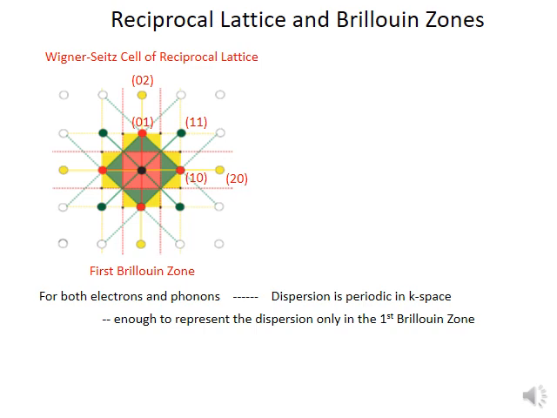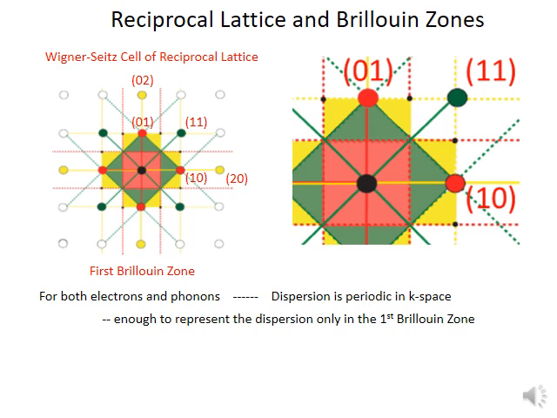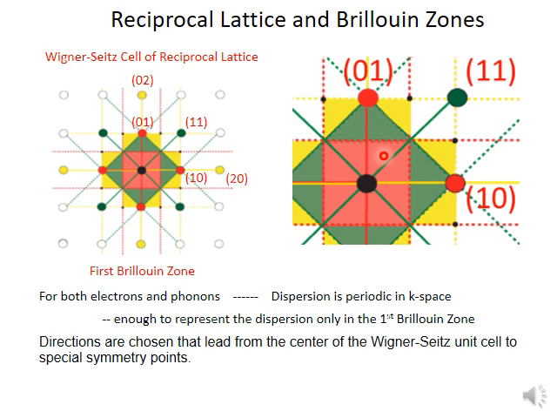To describe the electron or lattice wave, it's important to restrict yourself to the first Brillouin zone. So let's zoom in on this region of the first Brillouin zone, because that's the only important region of k space for us. Any k value in the first Brillouin zone can represent a wave of either an electron or a phonon propagating in a specific direction.